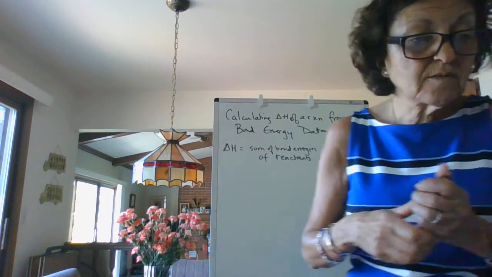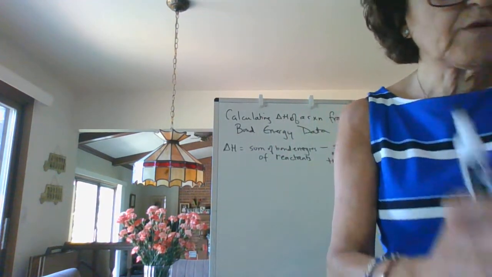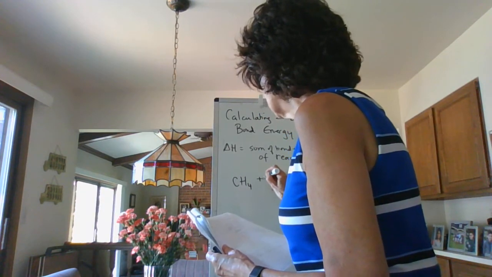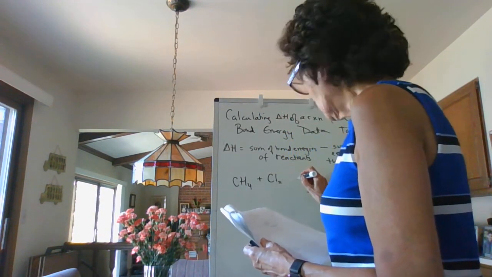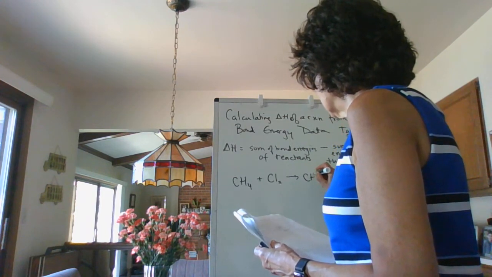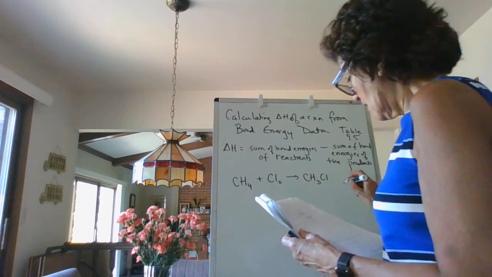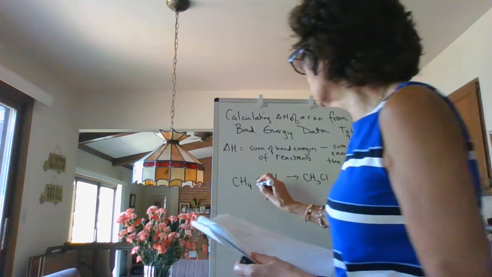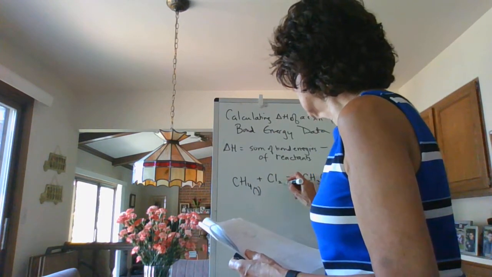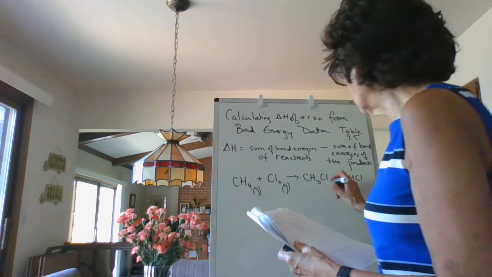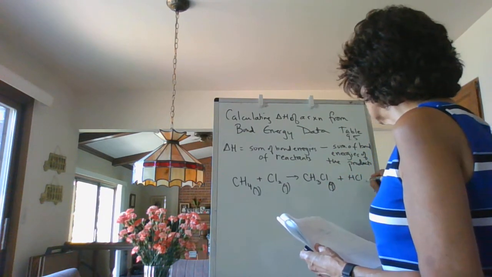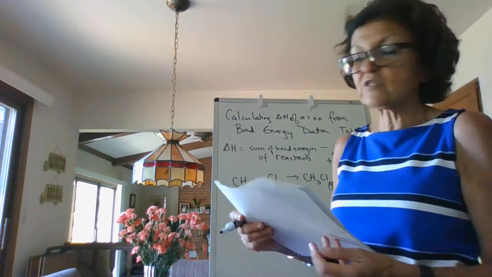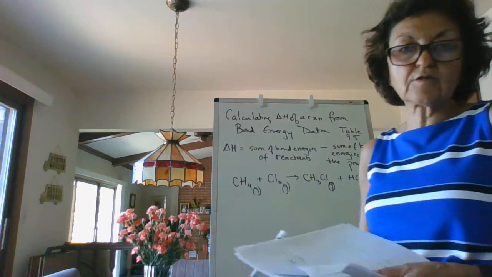So let's take a look at this reaction over here. Methane plus chlorine will give you methyl chloride plus hydrochloric acid. This is a typical organic chemistry reaction. It's a halogenation of an alkane reaction. Those of you who at some point will take 1060 or move on to organic 2260 will become very familiar with this reaction. Anyway, so this is a reaction and we want to know delta H of that reaction.